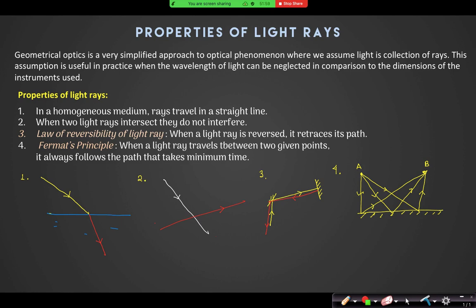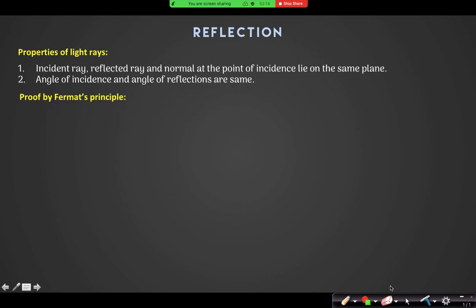Are all these properties of light clear to us? Yes, sir. Yes, sir. Okay, now we will move to the laws of reflection.